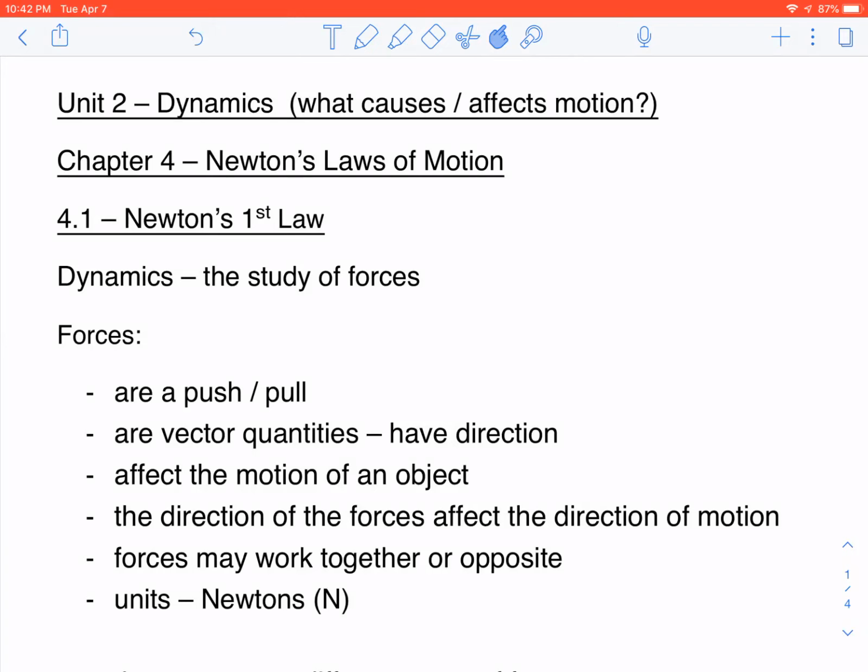So for today I want to start talking about Newton's laws of motion. Now what we studied in chapters 1, 2, and 3 were the motion itself. We studied how far an object moves, its delta d, its starting and final velocities, v1 and v2, its acceleration, and delta t, the time it takes for that motion to happen. So we talked a lot about the motion of the object.